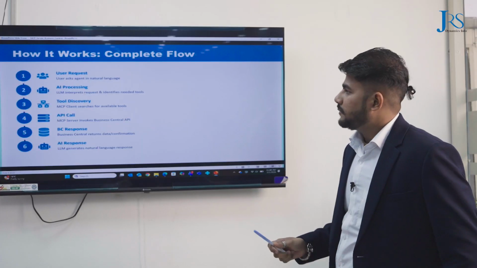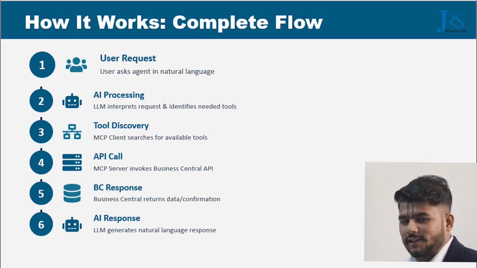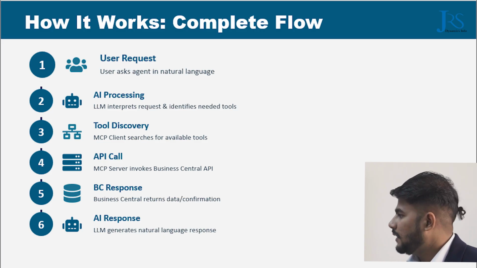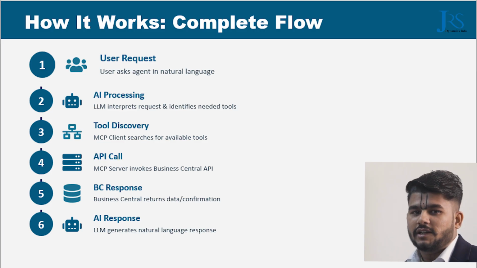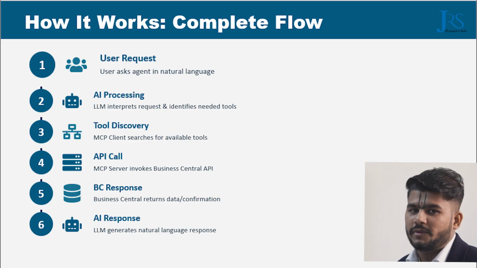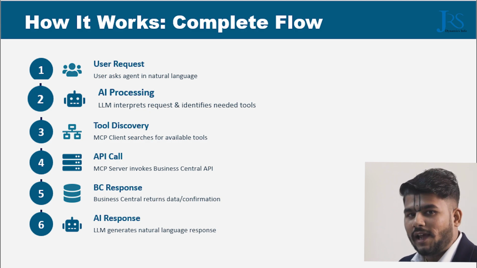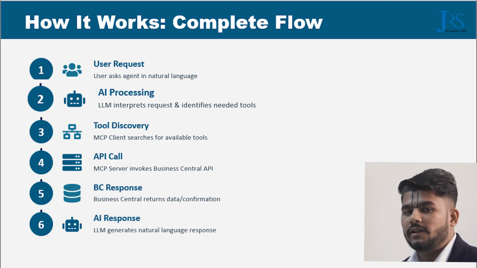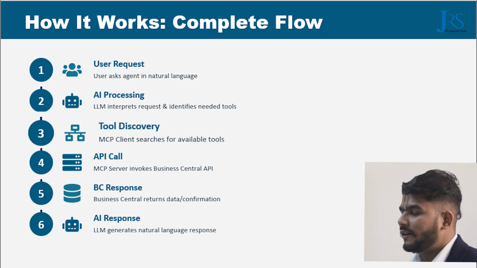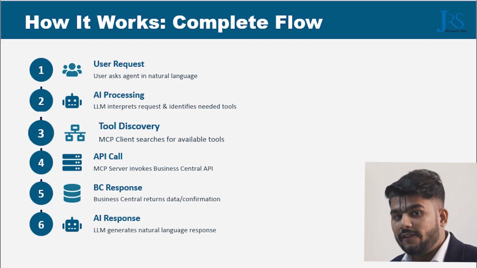So how does it work? Basically this is the complete flow, where the user will request in natural language. Suppose I give you an example. I want to track the status of this order. I am a customer and I have that customer agent for your Business Central. So I can ask, this is the order number, what is the status of this? AI will process this request, it will be interpreted by the LLM, and identify the needed tools. For this particular query, what tools do I need, AI will detect that.